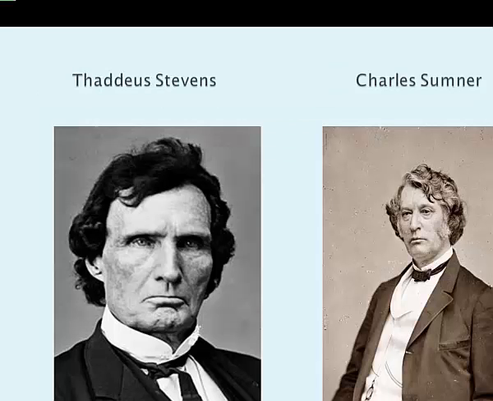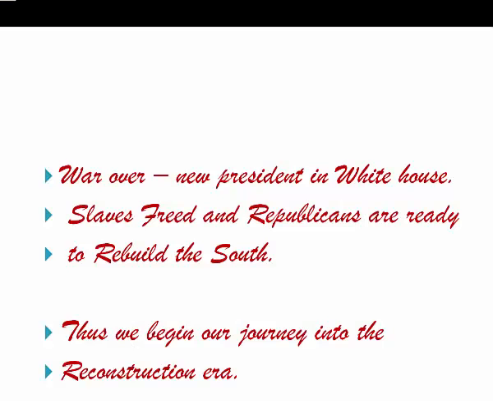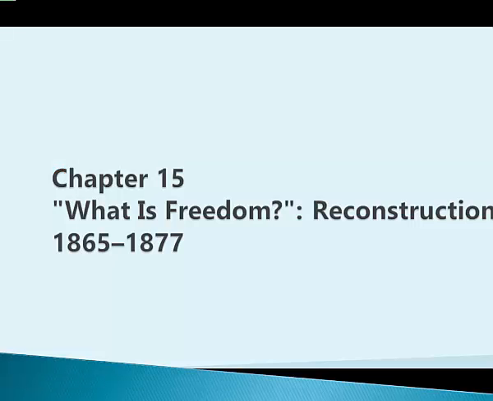Thaddeus Stevens and Charles Sumner, leaders of the House of Representatives and Senate, radical Republicans, devout abolitionists, are going to be the ones leading most of the Reconstruction efforts. So, it's spring of 1865. We have a new president in the White House. The war is over. Slaves are free. And Republicans are ready to rebuild the South. Thus, we begin our journey into the Reconstruction era.